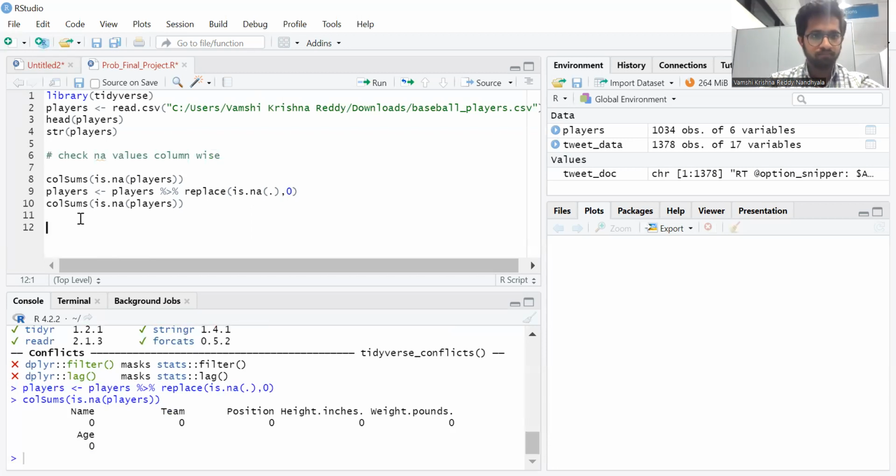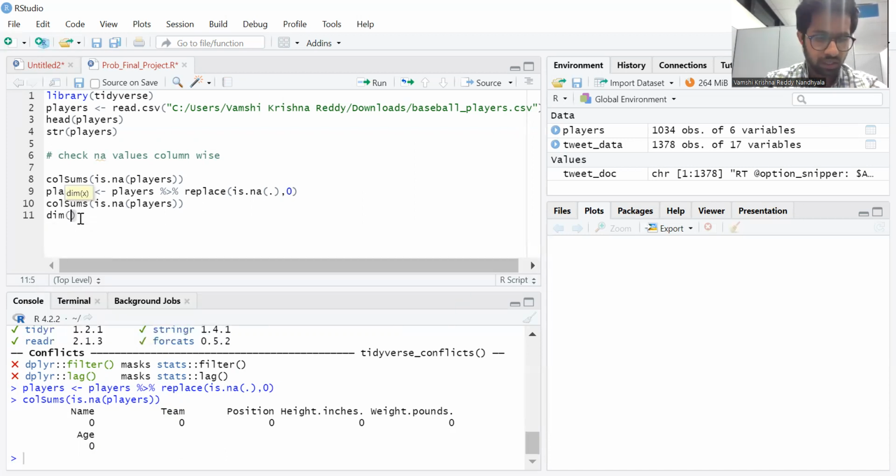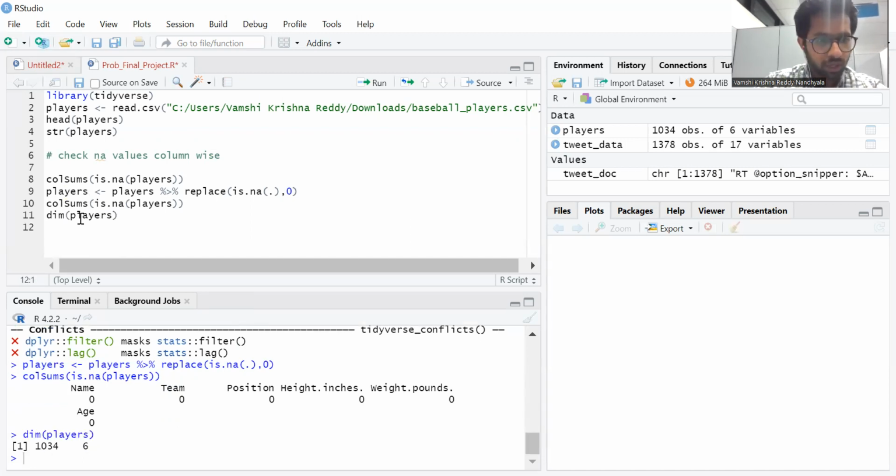So now, as our data set is clean, let's check dimensions once again. Dimensions of players. Okay, 1034 rows are there in our data set and 6 columns. So let us calculate some key values, like the mean of the age. Calculate mean value of age column.